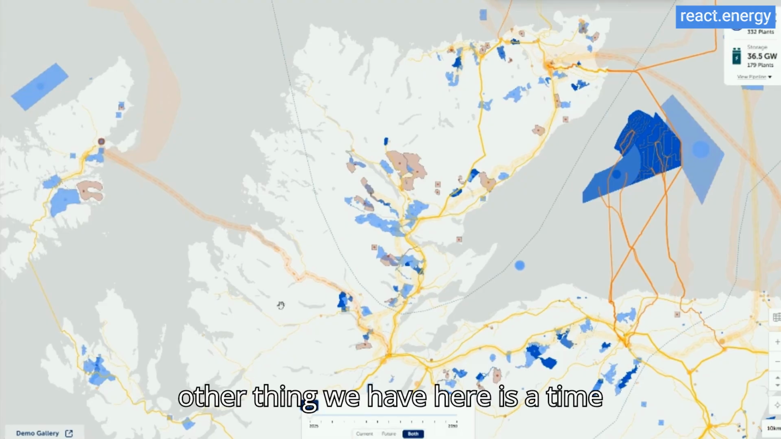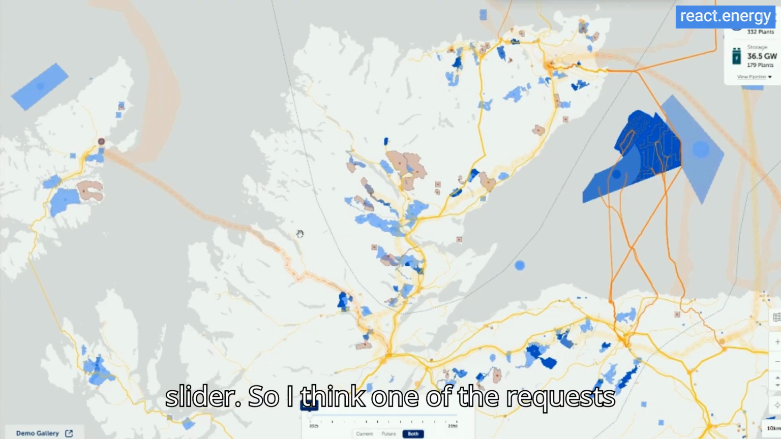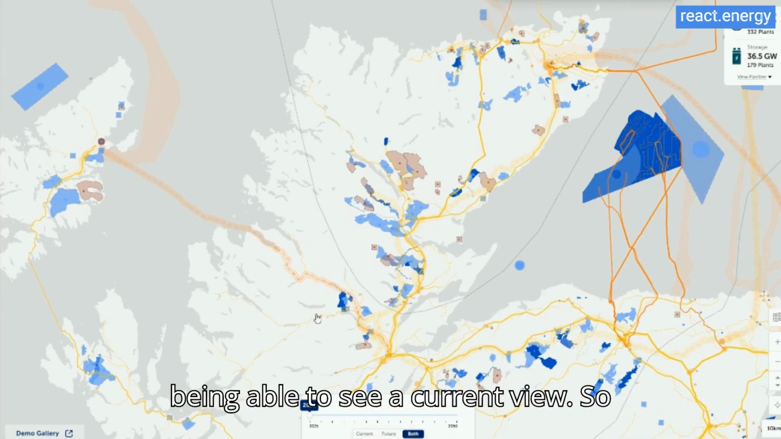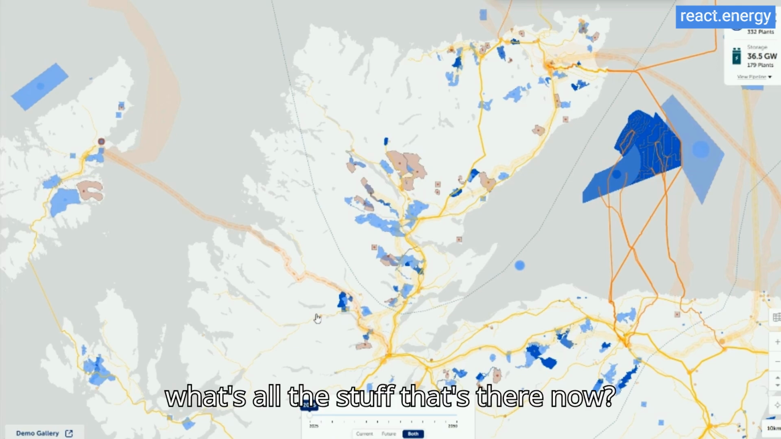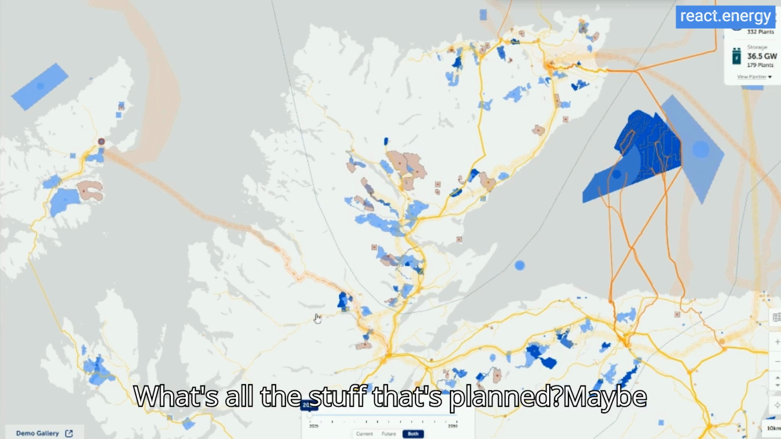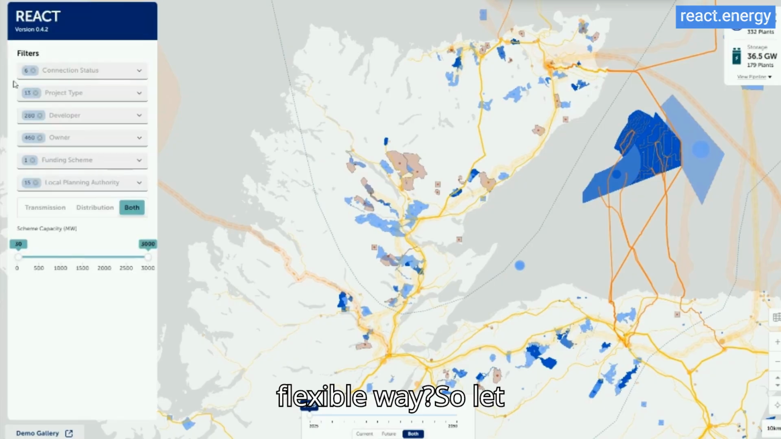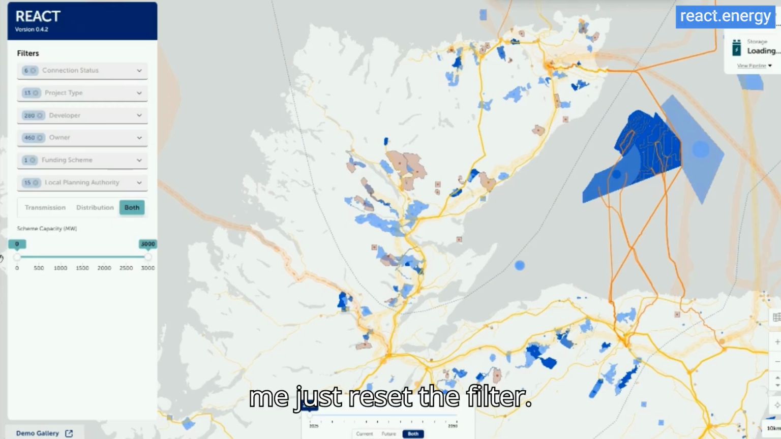The other thing we have here is a time slider. So I think one of the requests in the original workshop was being able to see a current view. So what's all the stuff that's there now? What's all the stuff that's planned, maybe not there now? And how do we look at this stuff in a flexible way? So let me just reset the filter.